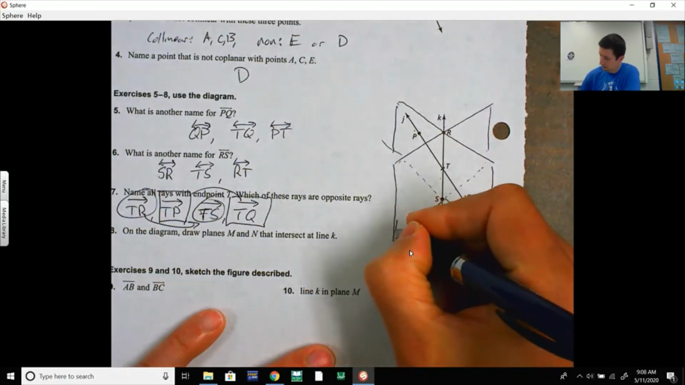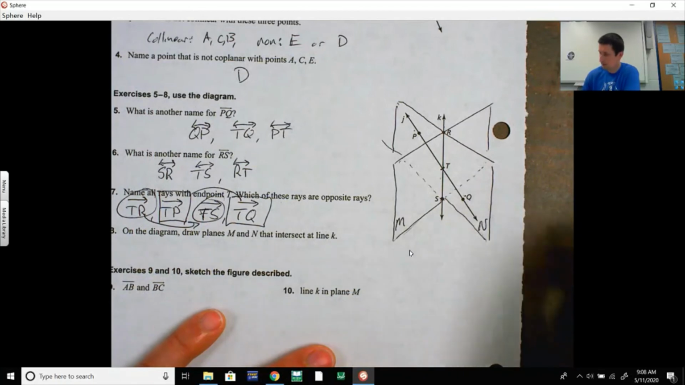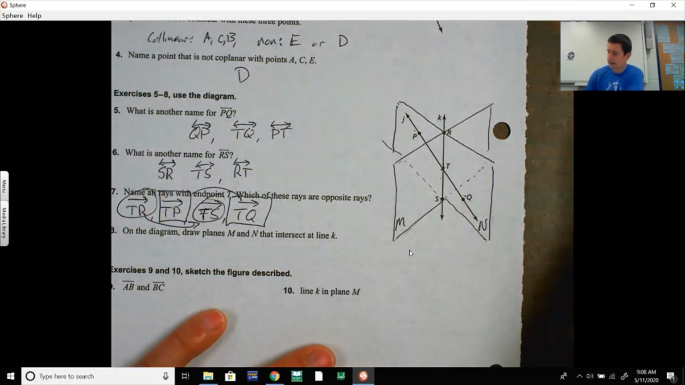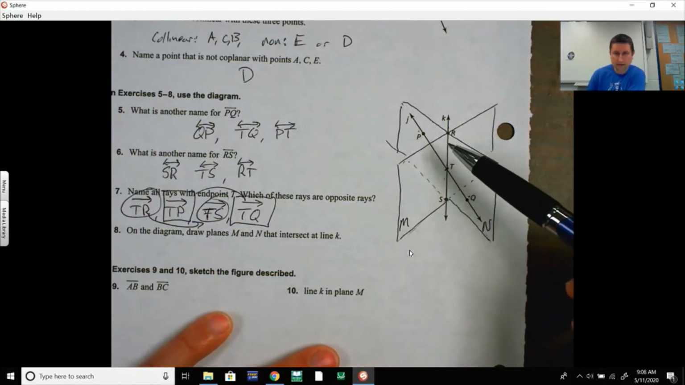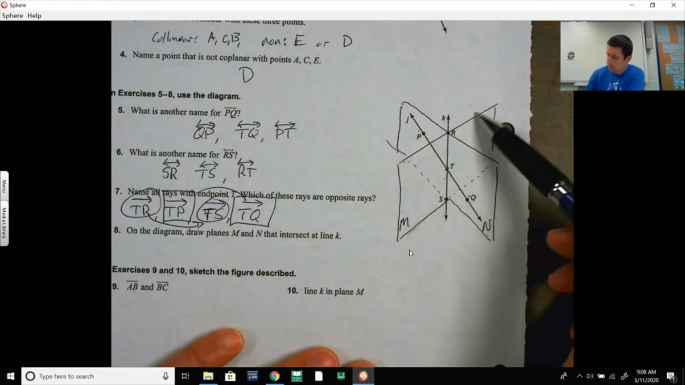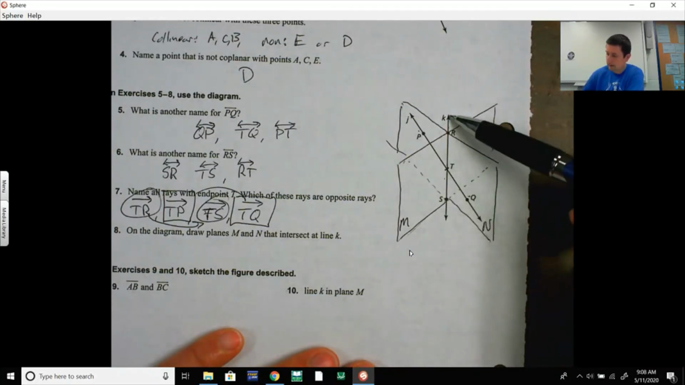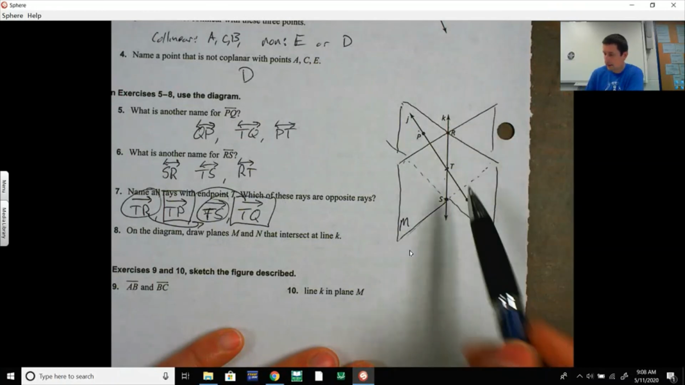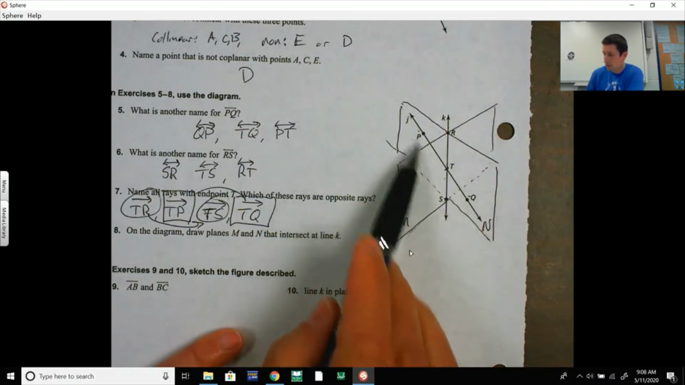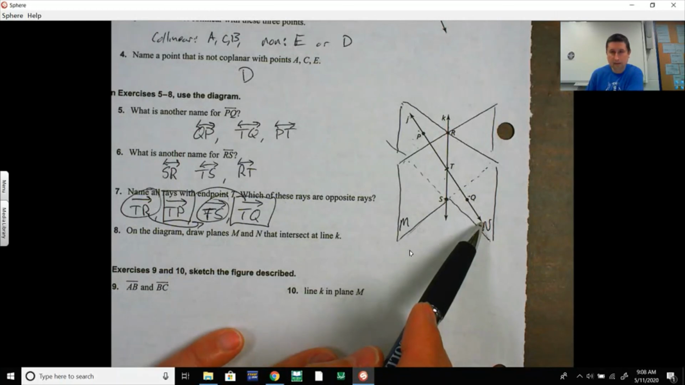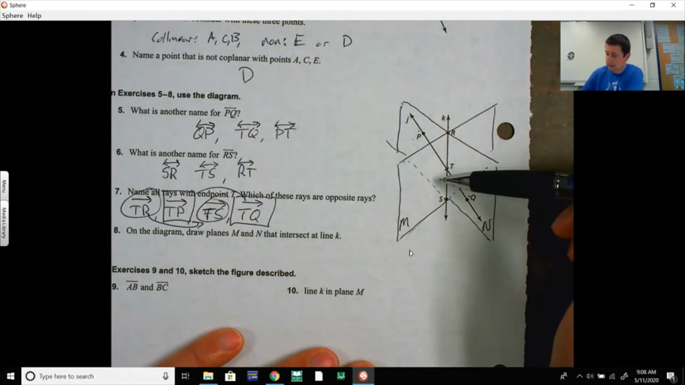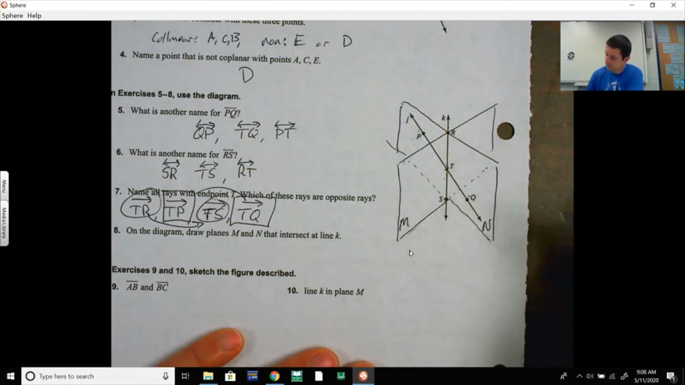Okay, plane M and plane N. See if you can kind of see that. You have to turn on your 3-dimensional glasses. Okay, here's plane M. Here's plane N. They're intersecting in line K. Line J is going to be in plane M. Okay, so line J is in plane M. Line K is in planes M and N, both of them. Okay.